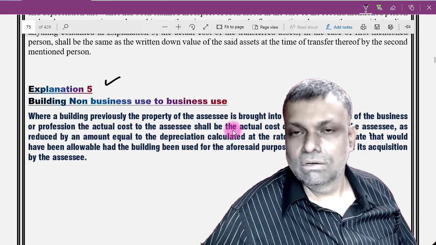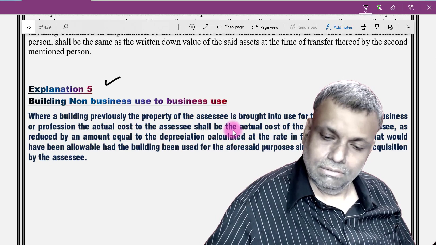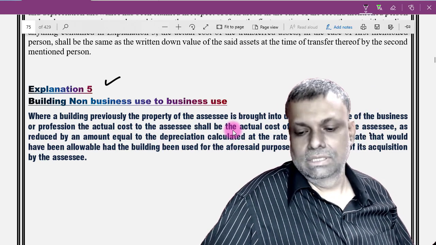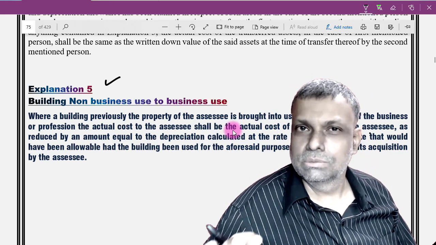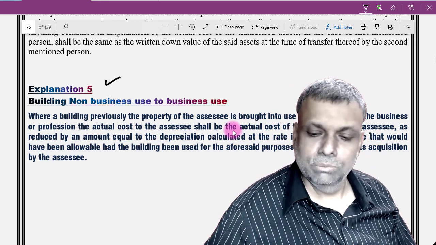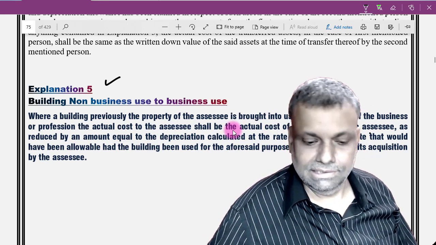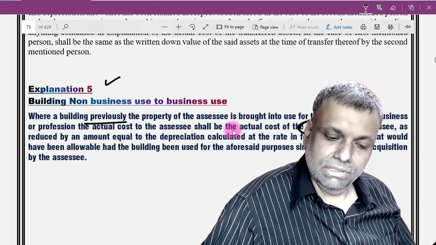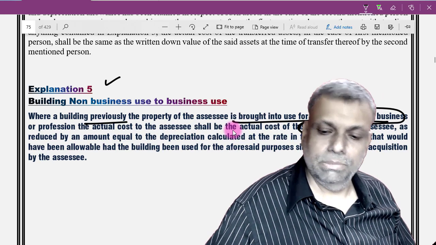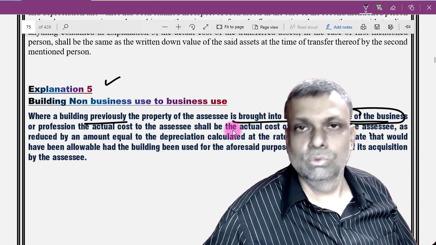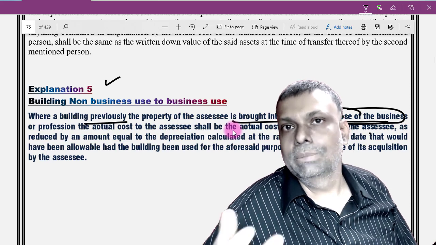But this explanation is exclusively applicable only where the asset is a building. There is a small interpretation issue, because different textbooks apply this explanation to all types of assets. That means any asset which was previously the property of the assessee, now brought into use for business purposes, previously a non-business use and now a business use, and because it is a business use, I would like to claim depreciation on that.